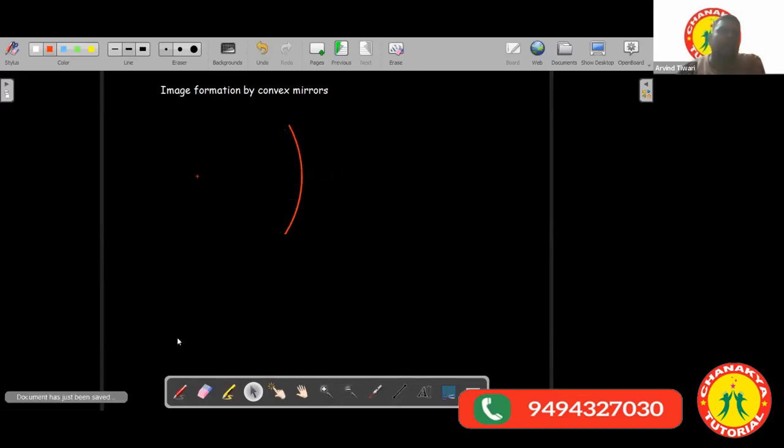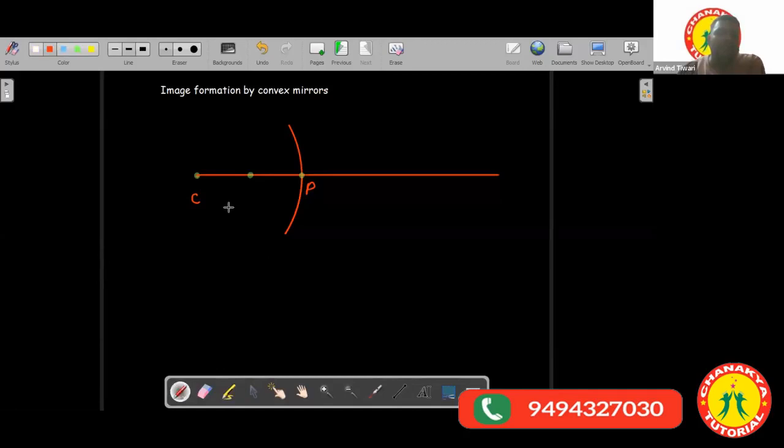So for the convex mirrors also, you will use the same thing. Make the same point as C, the point you used earlier as C. Make the principal axis and mark your pole, focus, everything the same way. But now the shading part of the mirror, we will do on the inner side. We will do the shading on inner side.